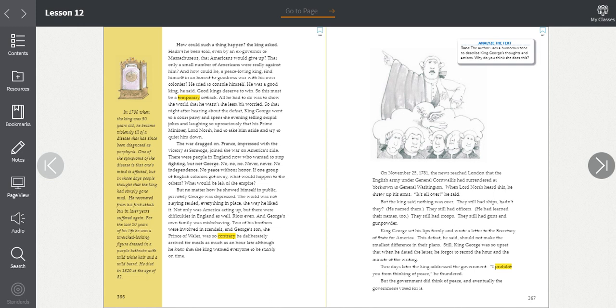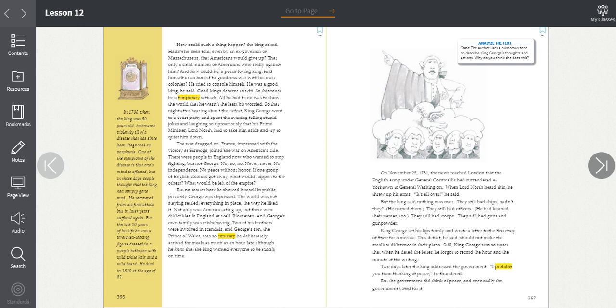All he had to do was show the world that he wasn't the least bit worried. So that night, after hearing about the defeat, King George went to a court party and spent the evening telling stupid jokes and laughing so uproariously that his prime minister, Lord North, had to take him aside to try to quiet him down. The war dragged on.